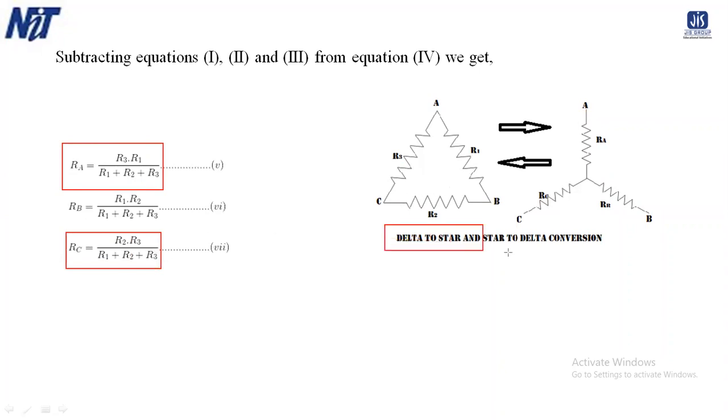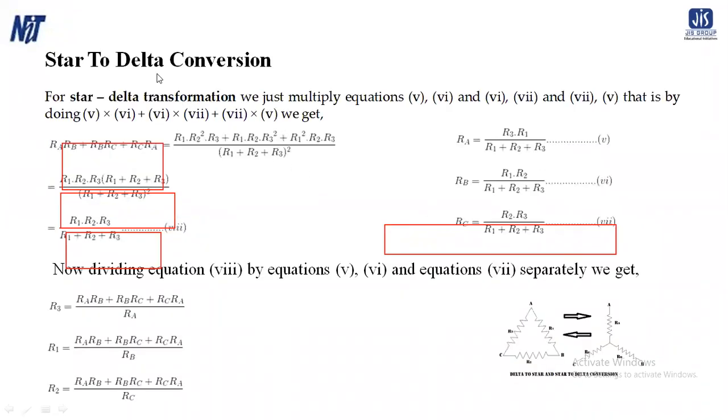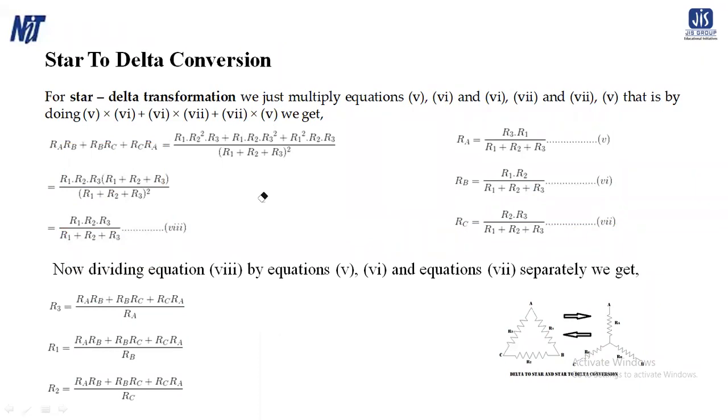So delta to star and star to delta conversion, we can make both. This is the equation for star to delta conversion, and the previous one was delta to star conversion. So here I am going to discuss the star to delta conversion.